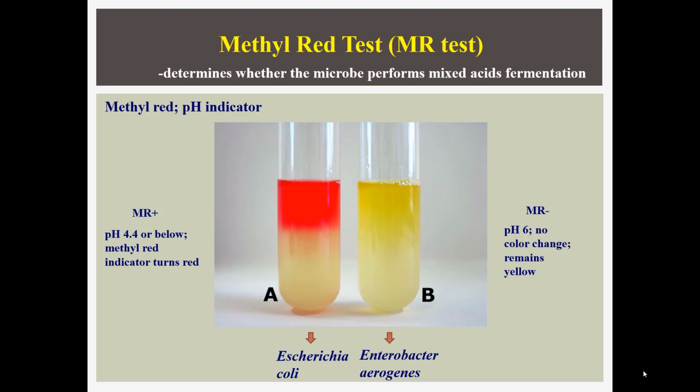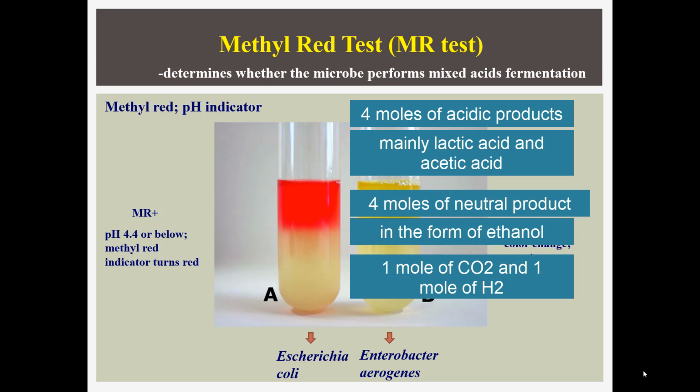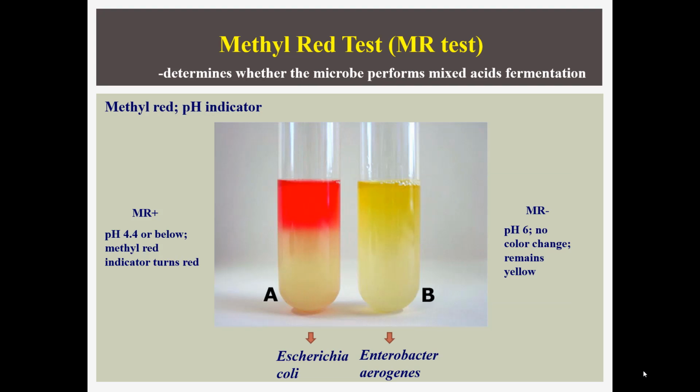The mixed acid pathway gives 4 moles of acidic products, mainly lactic acid and acetic acid, 1 mole of neutral fermentation product in the form of ethanol, 1 mole of carbon dioxide, and 1 mole of hydrogen gas per mole of glucose fermented. These large amounts of acid result in a significant decrease in the pH of the medium below 4.4. This is visualized by the pH indicator methyl red, which is yellow above pH 5.1 and red at pH 4.4. The appearance of a red color on the surface of the medium indicates a pH of 4.4 or below.